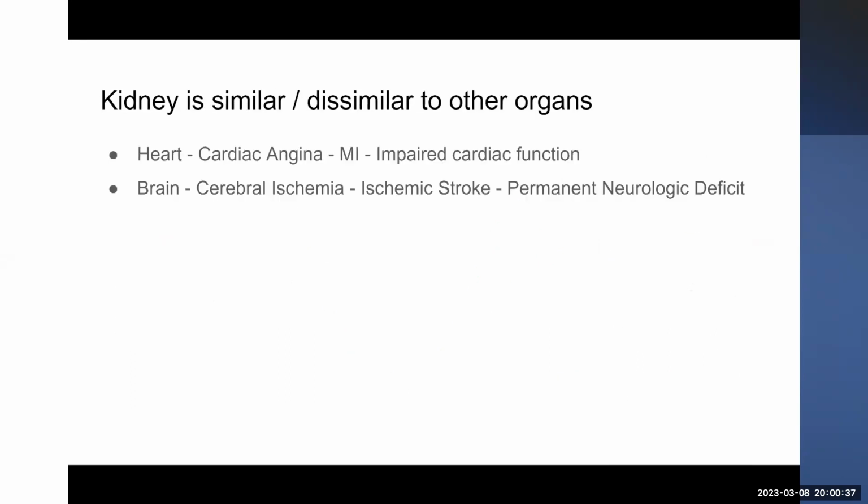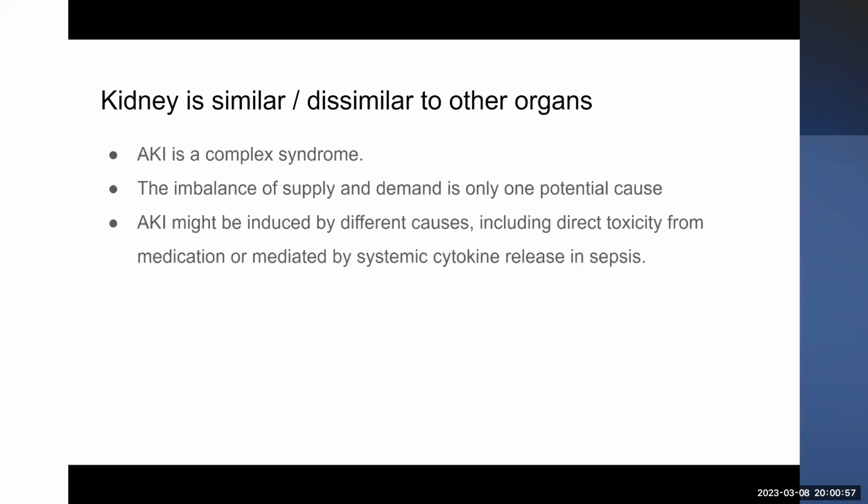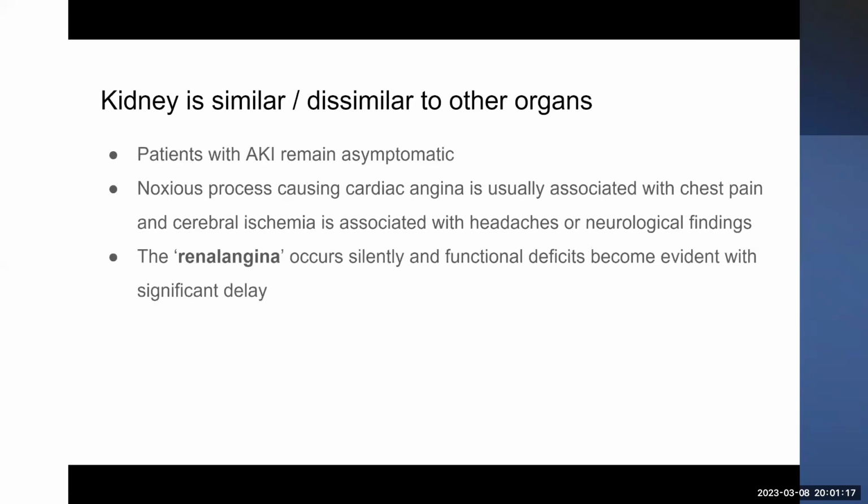The progression is not dissimilar to other organs. It's pretty similar. In the heart, you'll get cardiac angina, and then it will progress to MI and cause impaired cardiac function. In the brain, you can have cerebral ischemia leading to an ischemic stroke with permanent neurological deficit. The dissimilarity is AKI is a complex syndrome. It does not only happen because of an imbalance of supply and demand. That is one of the potential causes, but it can be due to different causes, including direct toxicity from medications or even from cytokine release in sepsis leading to AKI.